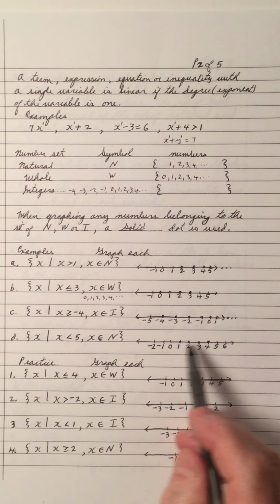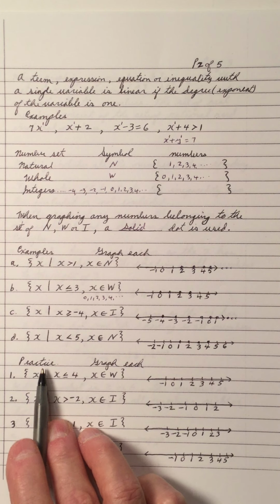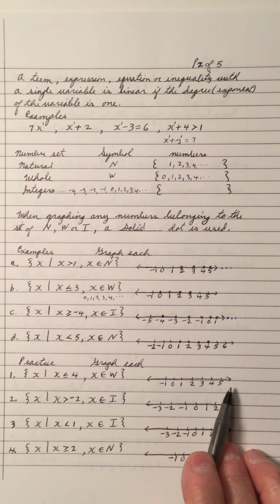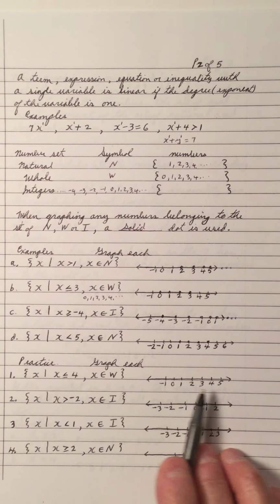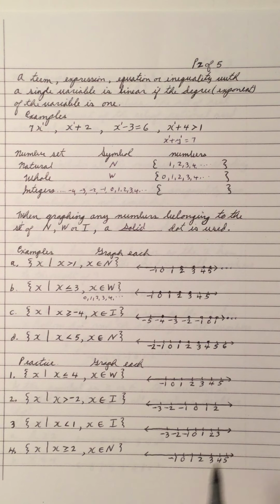Moving on. Practice means pause the video and shade these in. Take your time, draw a number line, and see if you shade them in right. When you've got them all done, press play.